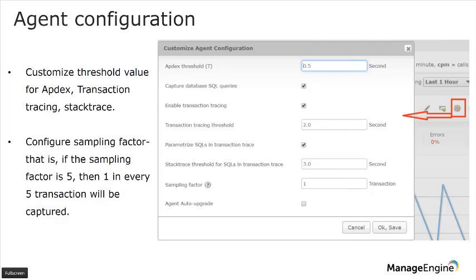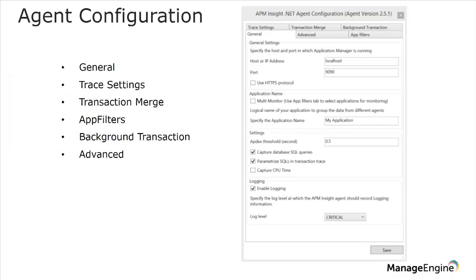And when we configure this agent, as we saw in the configuration wizard that just opened up, you will find there are 6 different tabs, each with different configurable fields that we will have to fill in with the information that is necessary to be put in order to retrieve and see data in Applications Manager. And these tabs include the General tab, Trace Settings, Transaction Merge, App Filters, Background Transaction, and Advanced. We will be seeing each of these tabs in detail when we move through the product.